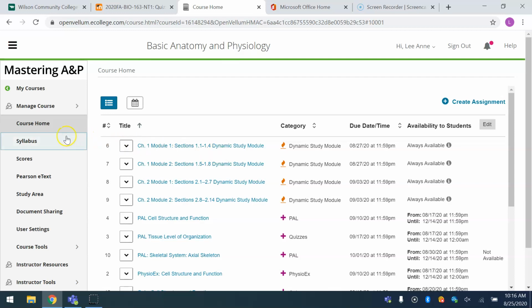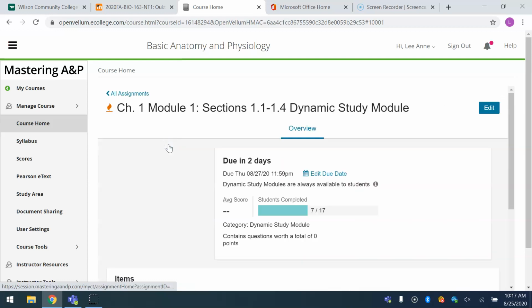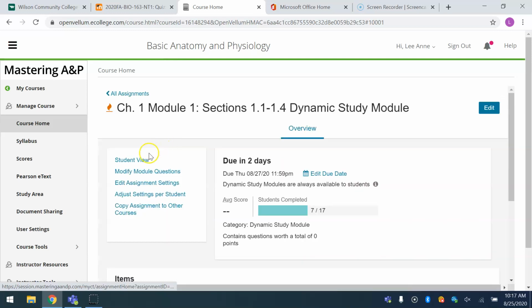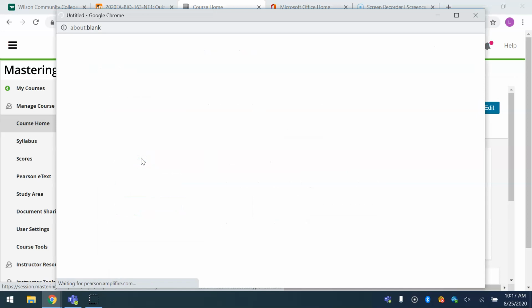So now you can come over here on the left and read the entire chapter 1. You can click on the Pearson e-text and read the whole chapter. Or you can just click on the chapter 1 module, sections 1.1 through 1.4, which is the first half of chapter 1. And I'm going to do it in student view so you can see how it comes up.